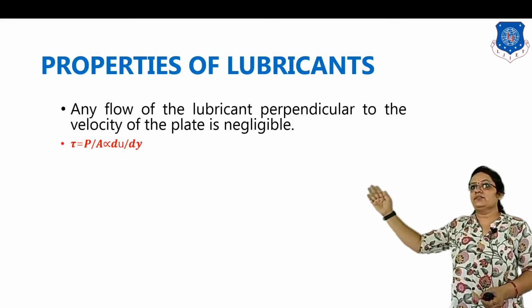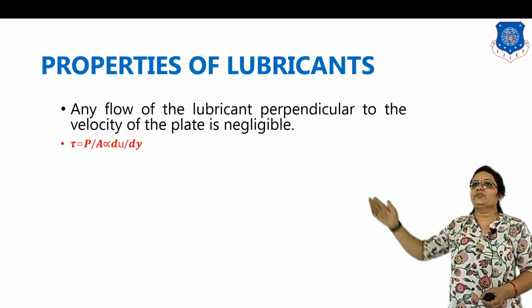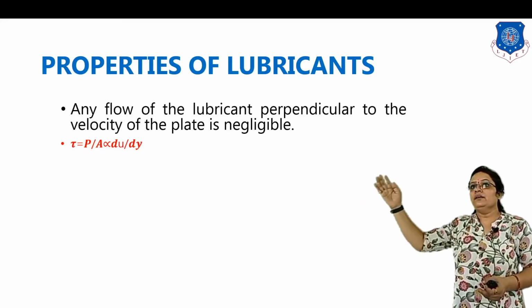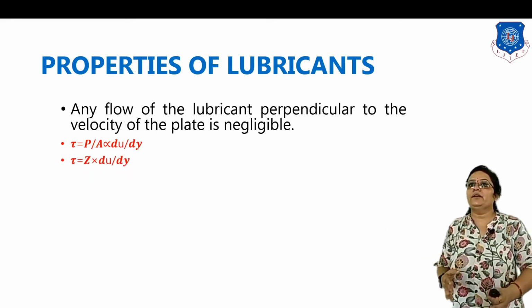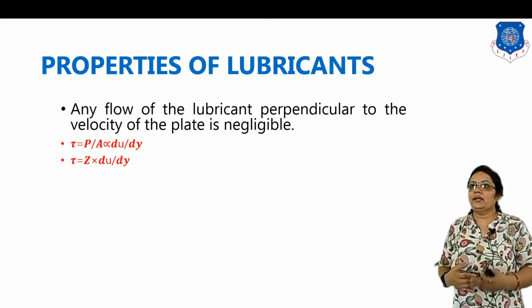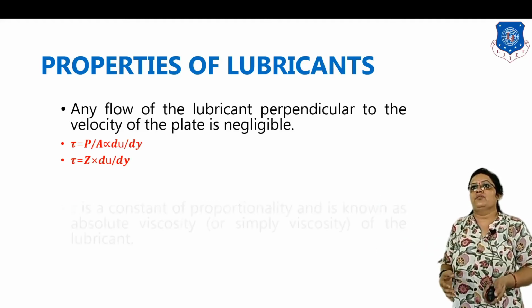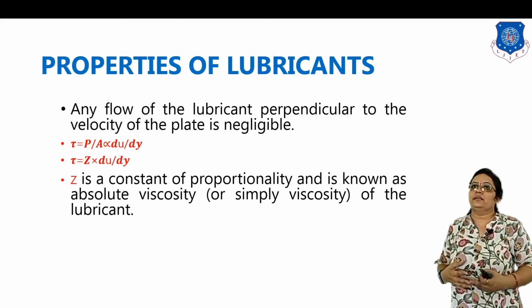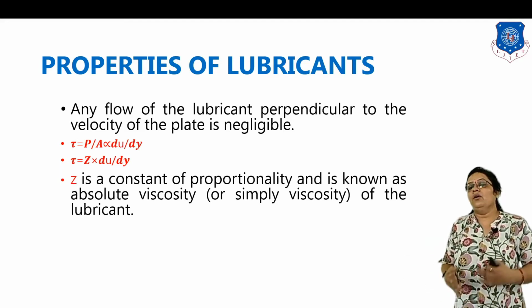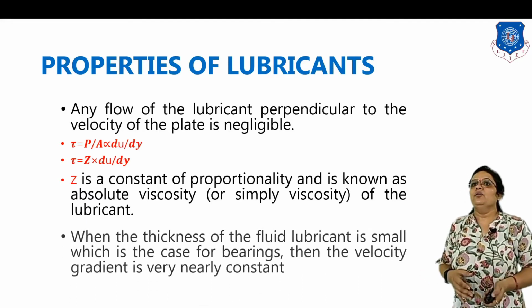So what is shear stress? Shear stress is force divided by area. That is directly proportional to the velocity gradient, du by dy. When we remove the proportionality sign, we introduce a constant, mu, known as viscosity. This constant of proportionality is known as the absolute viscosity, or sometimes simply the viscosity of the lubricant.